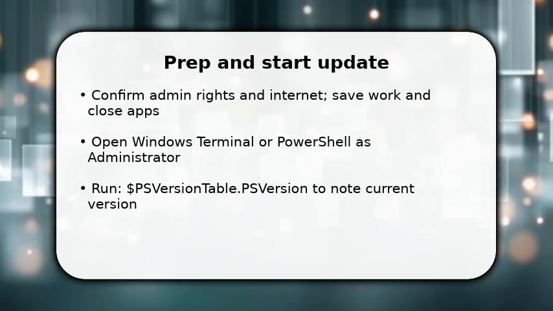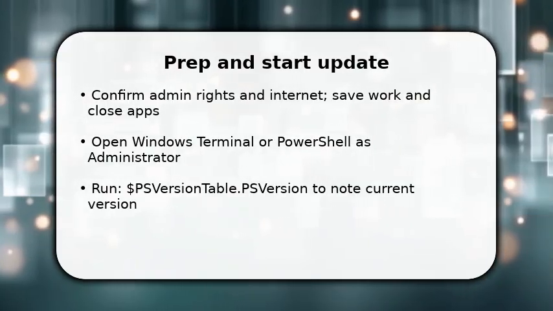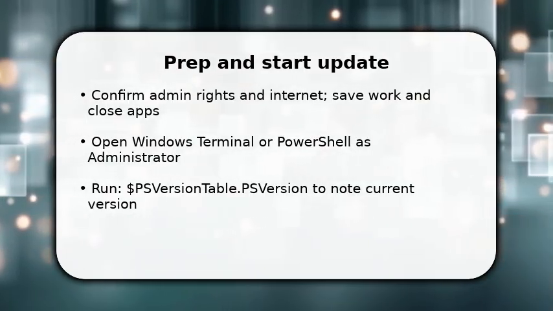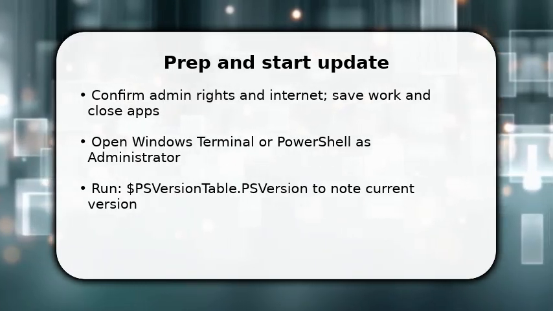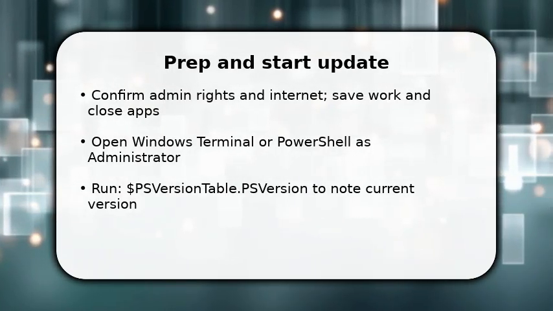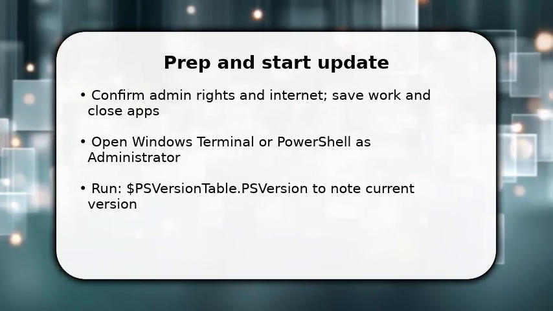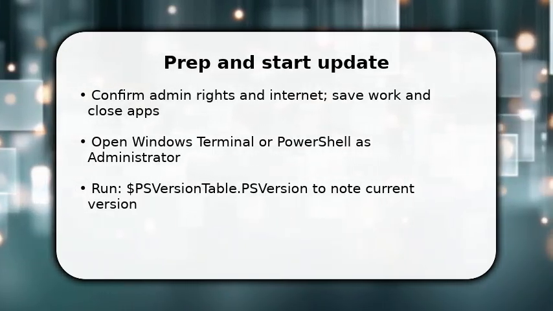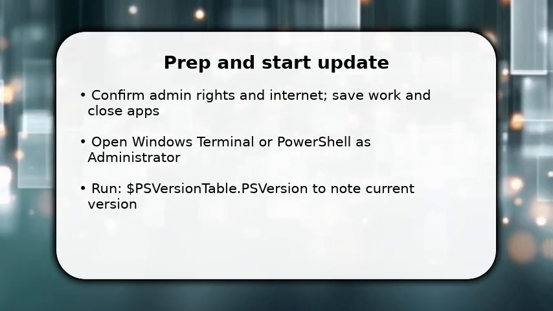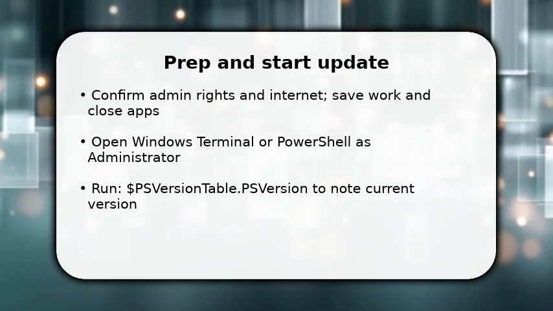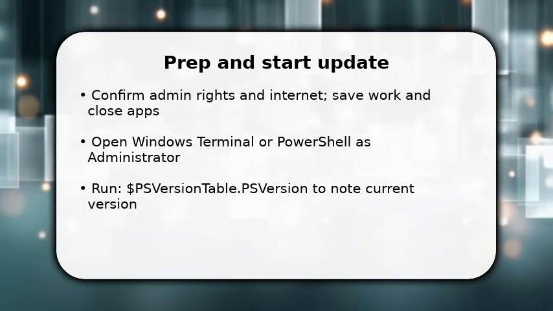You start by confirming admin rights and an active internet connection, then close other apps so installations won't block. Once done, launch Windows Terminal or PowerShell explicitly as administrator so the installer can modify system files. Run $PSVersionTable.PSVersion and note the output. This verifies your current PowerShell major and minor version so you can confirm success later.